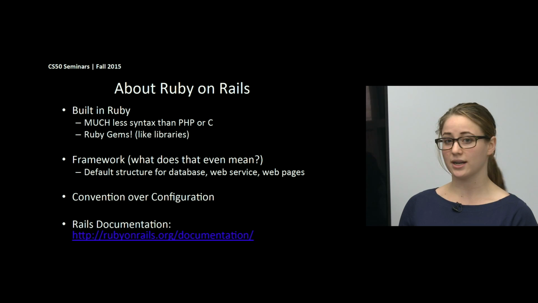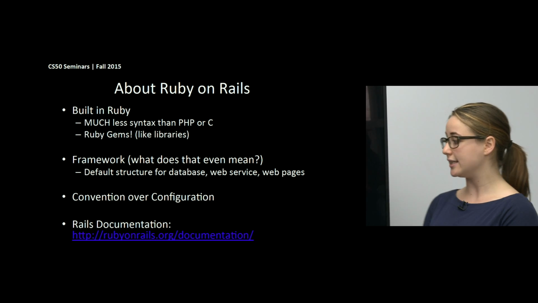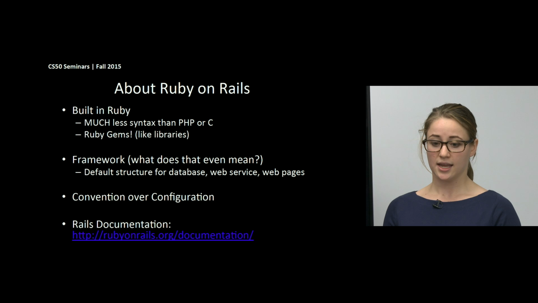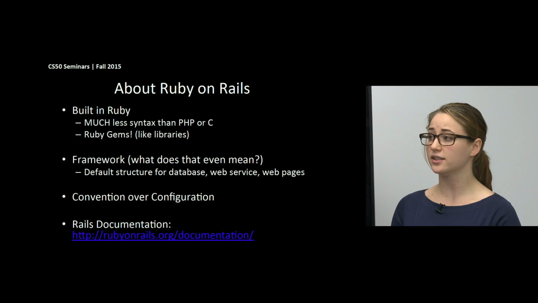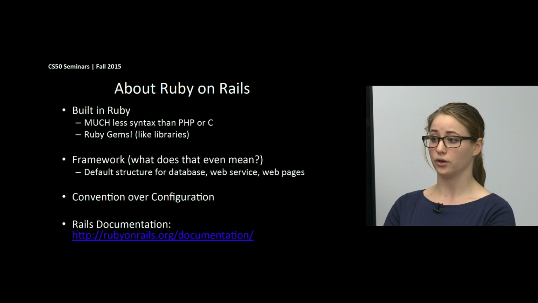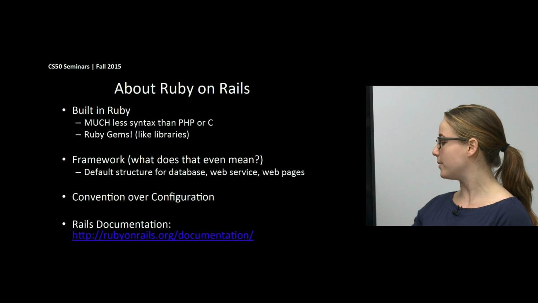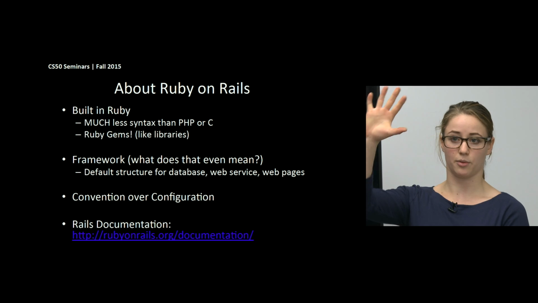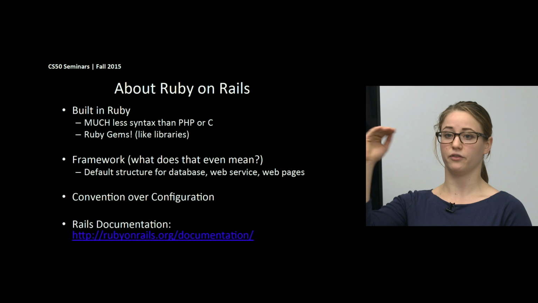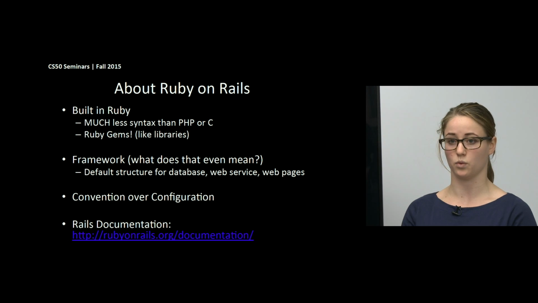All right, Ruby on Rails, I said, is a framework. What is a framework? A framework is basically just a default structure. It gives you a set of files and a set of procedures for managing data, managing your views, and just the general structure of your program. So database, web service, web pages, it sets up a big chunk of your project for you, and then you can go in and change the things that you want.